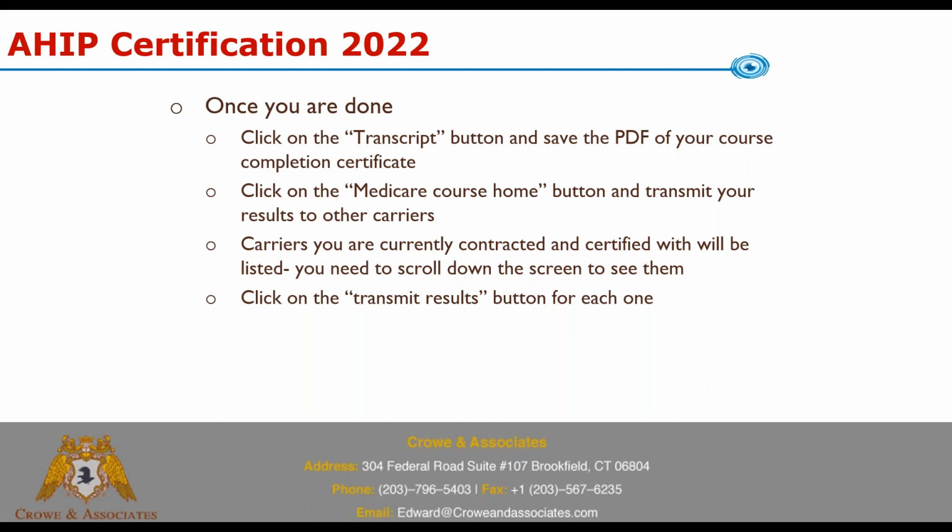The other thing is, most of the carriers won't need it, though, because you can click on the Medicare course home button and transmit your result to the other carriers. Whatever carriers you're contracted with for Advantage or PDP, there'll be a list of them when you scroll down, and you can transmit your completed AHIP results to them so they know you've done it, and they'll have that show when you go in the cert. There's a couple of smaller carriers that won't do that, and that's why you really should keep the PDF of your course completion certificate on your computer so you can send it when needed. But nonetheless, when you want to transmit, you just go down, you'll see all the carrier lists for the companies you're set up with, and just click on Transmit Results to send them the results of your AHIP.